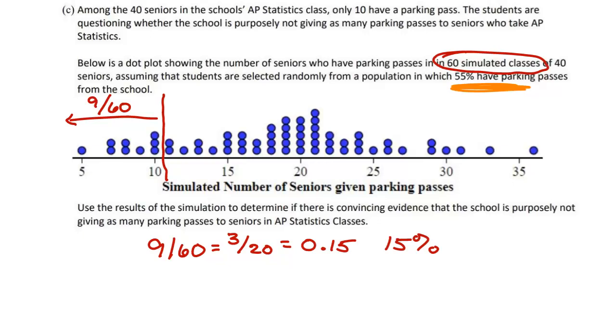And I would do that, in this case, they did it 60 times, but you're going to do that many, many times. We're starting with the assumption that this is true, that 55% of those students actually have parking passes. If you are trying to do a simulation, you need to find some kind of a chance device that you could use to model whatever the claimed probability is. In this case, it was 55%. And then you want to assign some of them to this condition and the remaining percentage to the other condition.